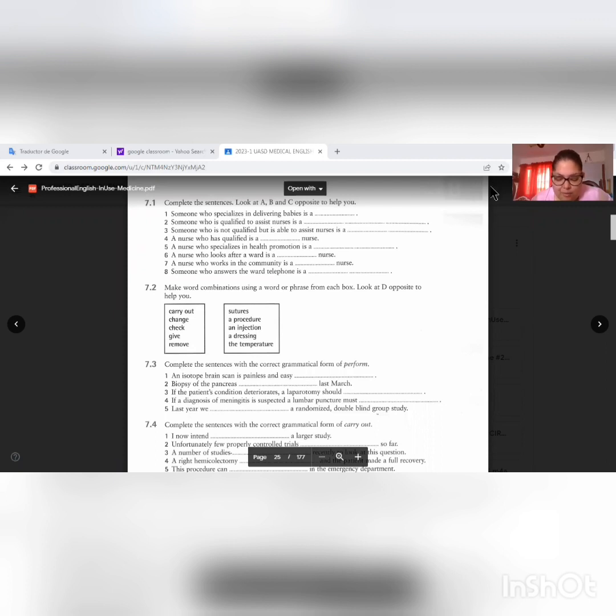7.2, make word combinations using a word or phrase from each box. Look at the opposite to help you. Carry out a procedure, change a dressing, check the temperature, give an injection, remove sutures.